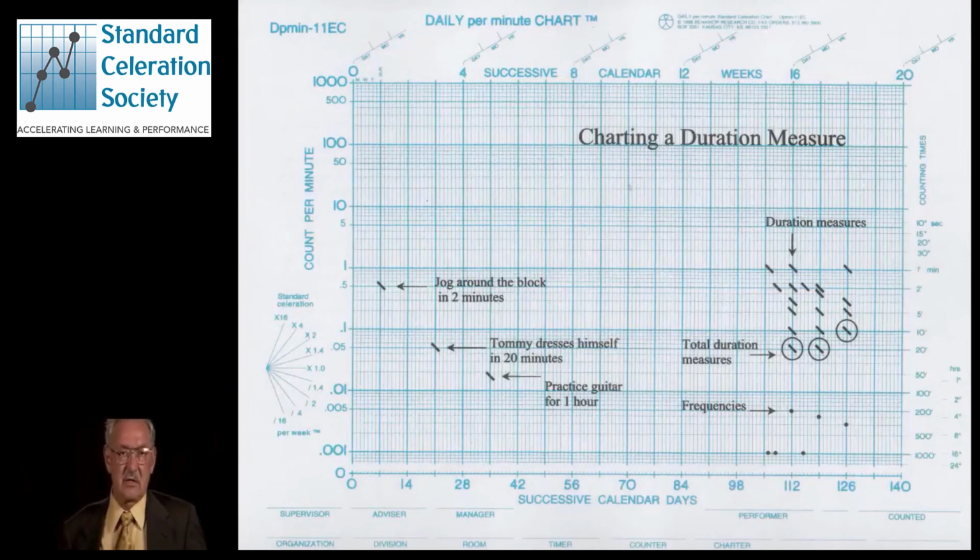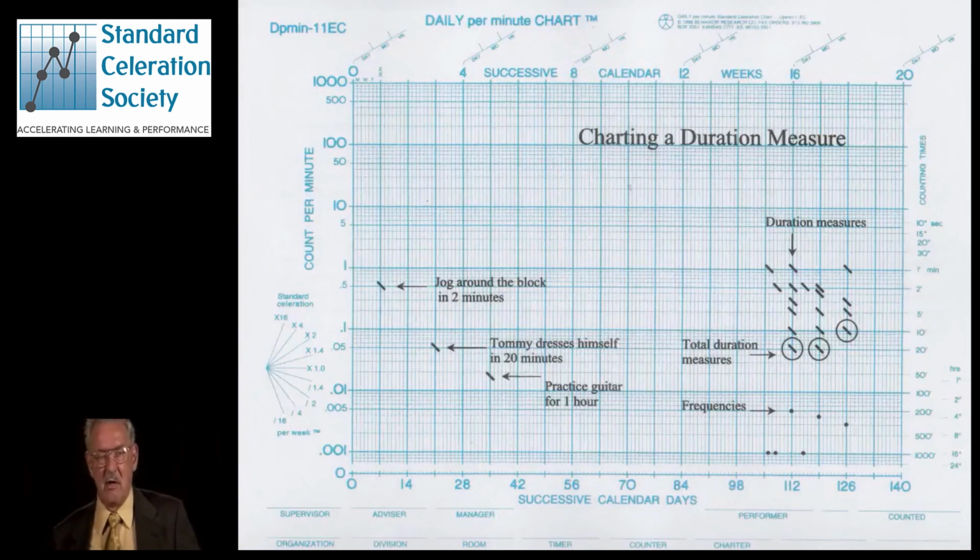And you plot that on the chart exactly as you would a latency or a record floor, except that we now turn the slash the other way and make it a backslash. So you can look at a chart and you can see backslashes going along and you can see latency measures going along. Now, why do we turn them over?